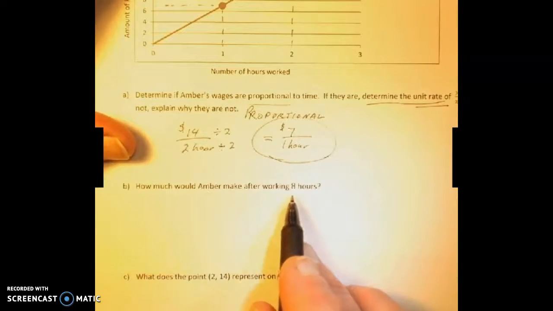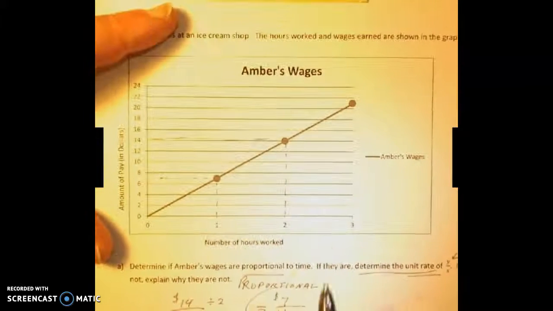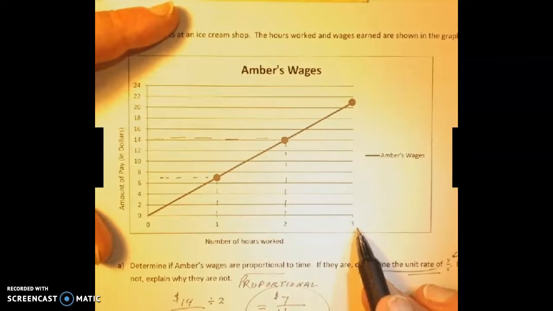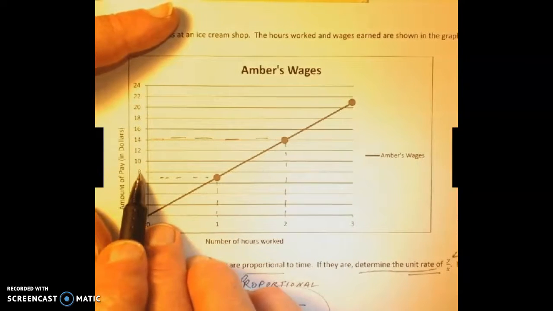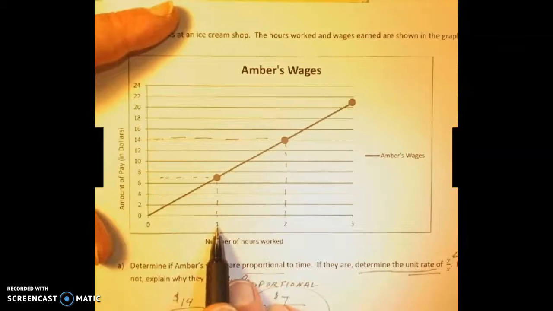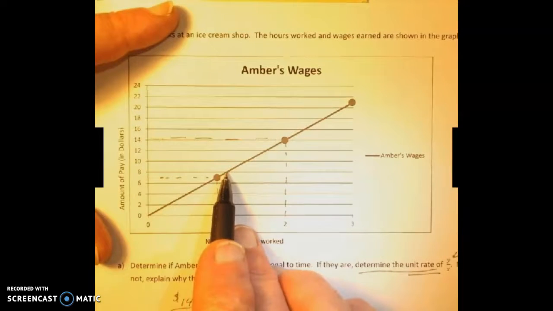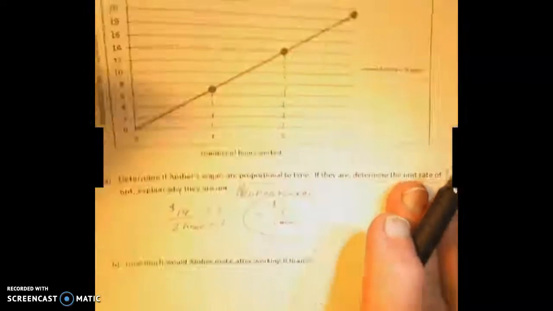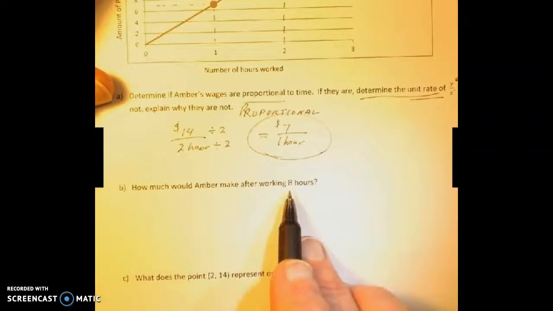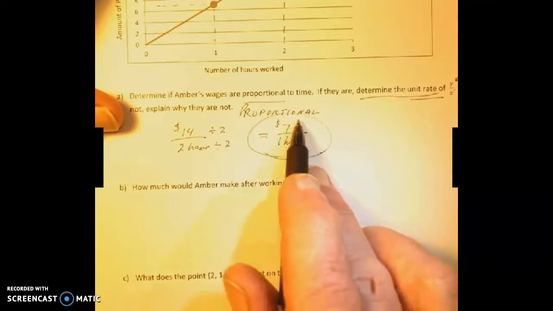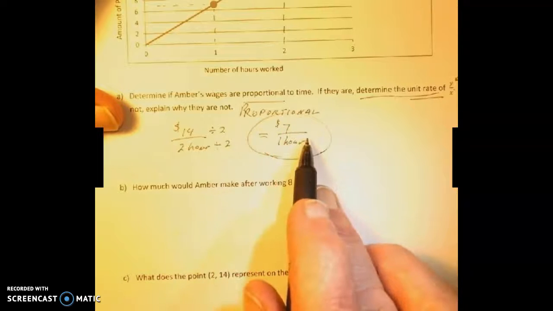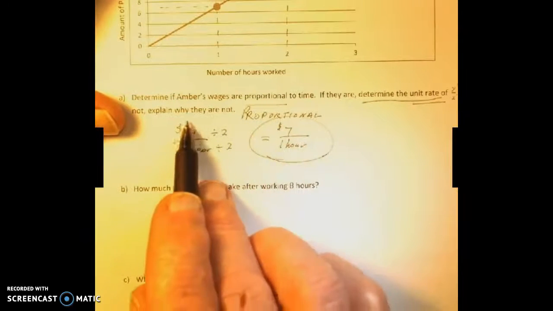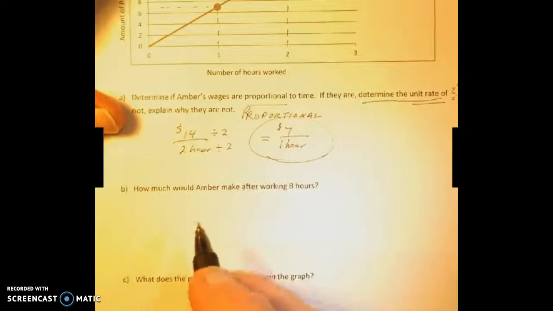How much would Amber make after working 8 hours? Her graph doesn't go up to 8 hours. This is $8. She works some amount of time to get $8. That's not what we're being asked for. We want to know how much she would get paid for 8 hours. Go back to your unit rate, or you could go back to this rate. Both of them would work nicely.